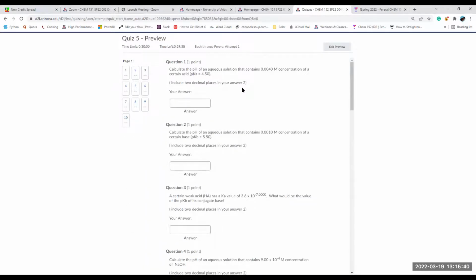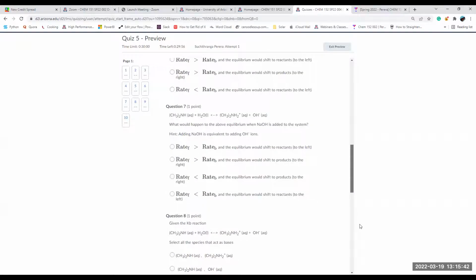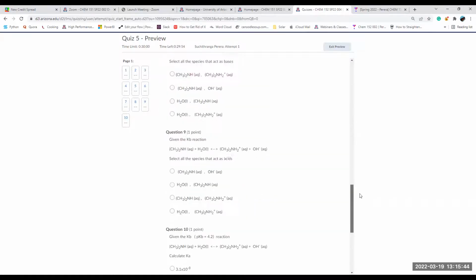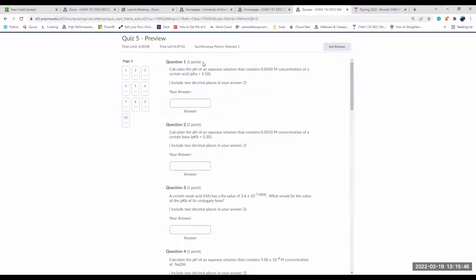Okay, so questions together. All right, question number 1. Calculate the pH of an aqueous solution that contains 0.004 molar concentration of a certain acid. So you're given the initial concentration of the acid and also the pKa, right? And then you also calculate the pH.